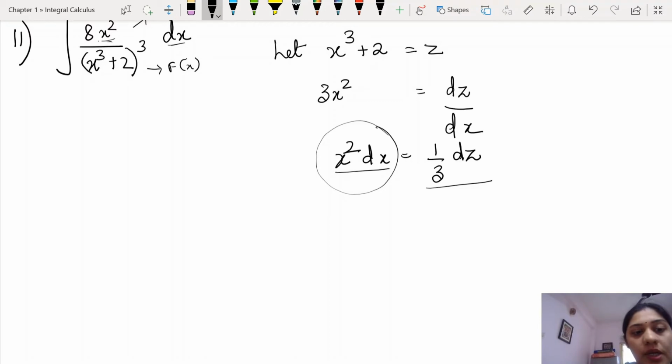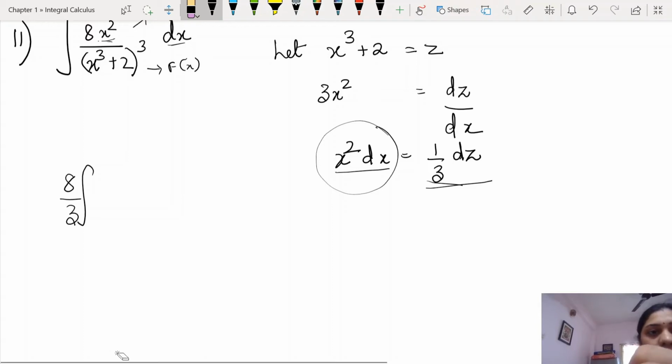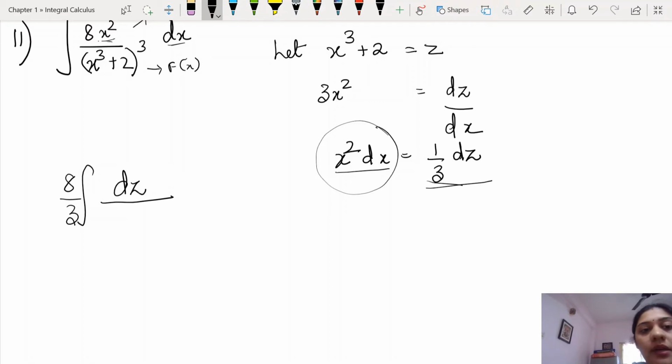So let's do that. Integral 8 you keep as it is. This 1 by 3 you just keep it as it is. So it becomes 8 by 3. So what you have left is only x square dx. You have only this x square dx, right? So this becomes z cube.